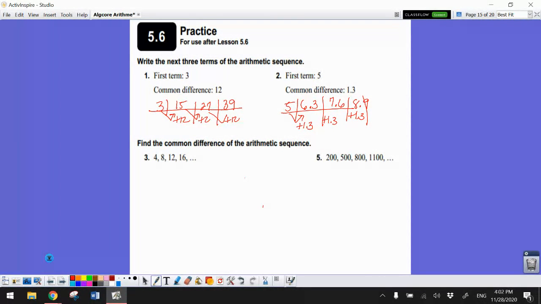All right, common difference, which means we're looking for a pattern. So how do I go from 4 to 8, 8 to 12, 12 to 16? Well, that's plus 4, and plus 4. So the common difference there is plus 4. What about here? 200 to 500. That's 300. 500 to 800 is also 300. And 800 to 1100 is also 300. So that is a common difference of positive 300.